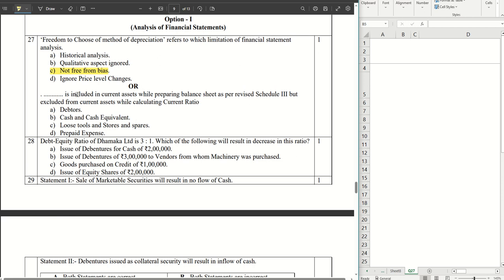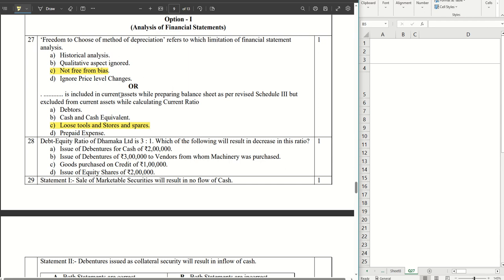Let's move on to the OR question here. That is, dash is included in current assets while preparing balance sheet as per revised schedule 3, but excluded from current assets while calculating current ratio. Now this is an important question here. If you understand this, you will be able to do a similar sum if it comes as a part of ratio analysis. And the answer to this is number C, loose tools and stores and spares.